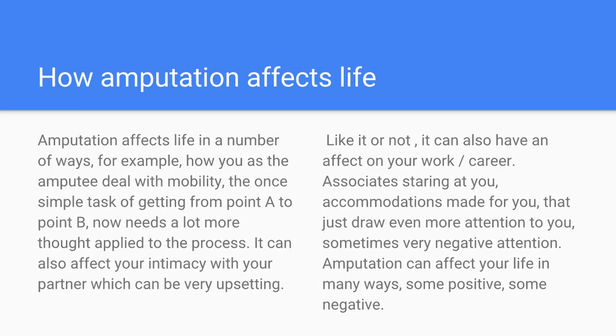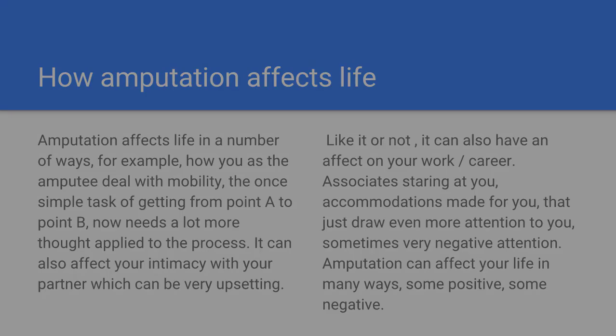How amputation affects life. Amputation affects life in a number of ways. For example, how you as the amputee deal with mobility. The one simple task of getting from point A to point B now needs a lot more thought applied to the process. It can also affect your intimacy with your partner, which can be very upsetting. Like it or not, it can also have an effect on your work or career. Associates staring at you, accommodations made for you that just draw even more attention to you, sometimes very negative attention. Amputation can affect your life in many ways, some positive, some negative.